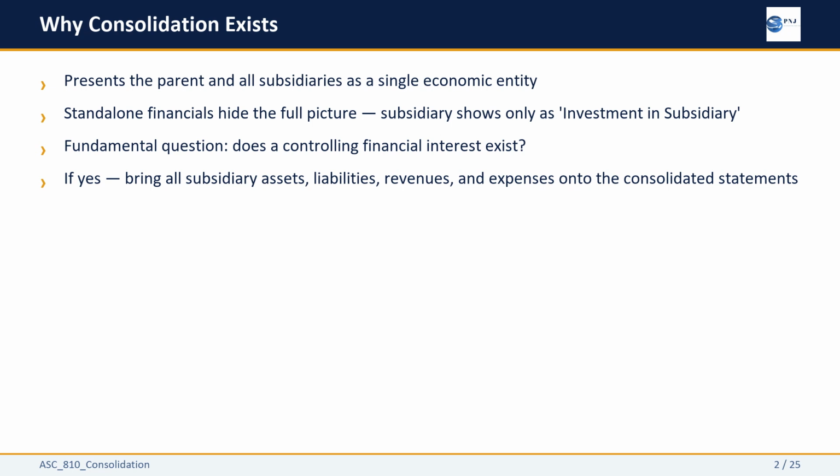Consolidation exists because the standalone financials of a parent company tell an incomplete story. The subsidiary appears as a single asset line. Dividend income only, no real picture of the subsidiary's operations. Consolidation replaces that single line with the subsidiary's full assets, liabilities, revenues, and expenses, presenting the group as if it were one company. The question that drives every consolidation decision is whether a controlling financial interest exists.